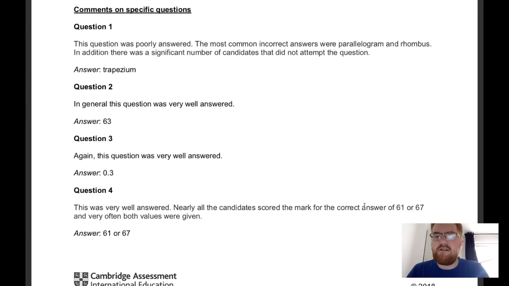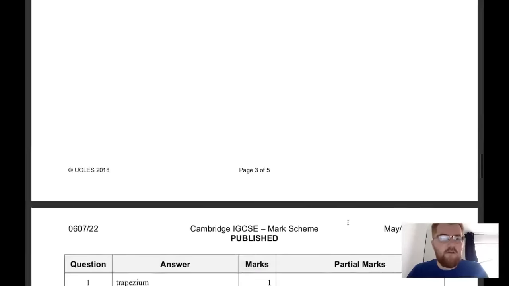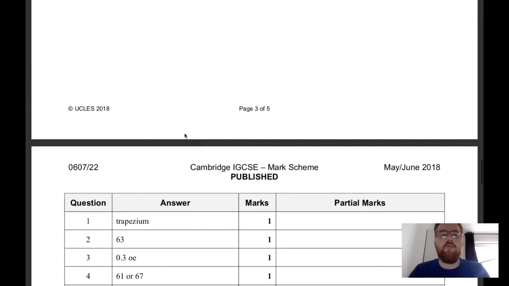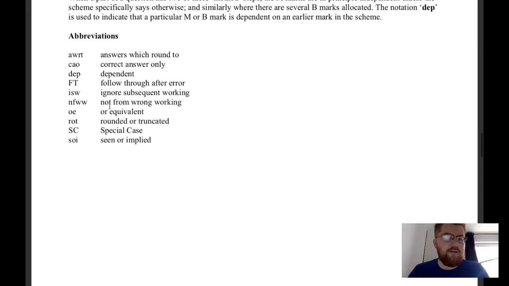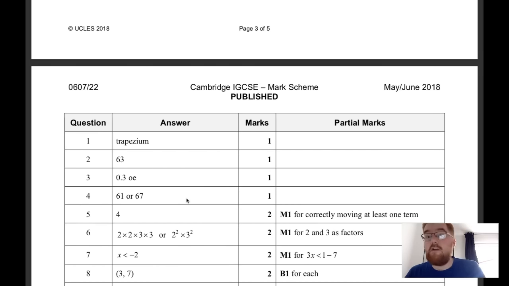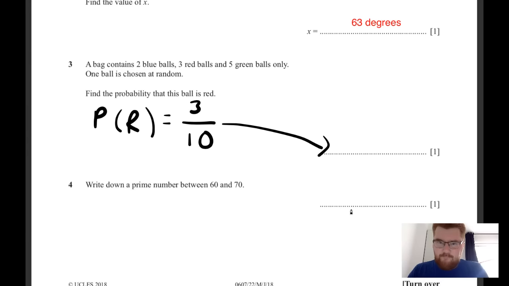You'll notice on the mark schemes, if I actually go to the mark scheme now, that's not the mark scheme itself, question 3, you'll notice there's something here called OE. That stands for or equivalent in the code here. Therefore, if you had 30% or you had 3/10, both answers would be correct. Okay, so keep that in mind. Sometimes you'll see this OE as we go along.